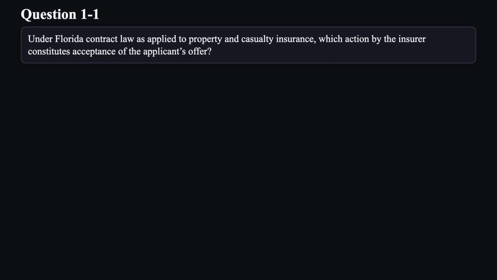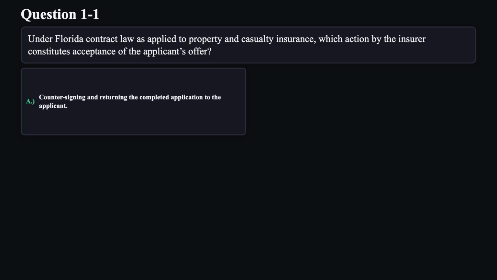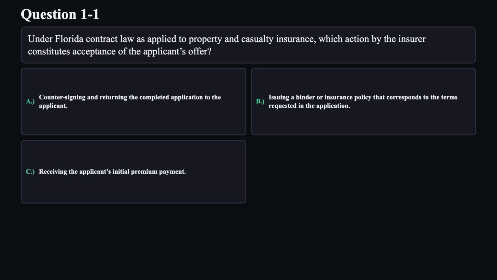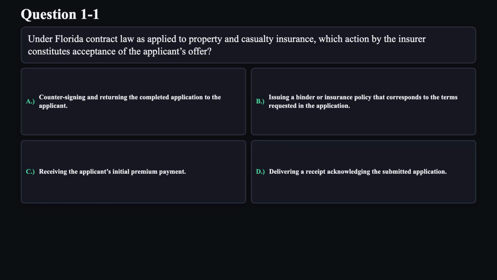Under Florida contract law as applied to property and casualty insurance, which action by the insurer constitutes acceptance of the applicant's offer? A. Countersigning and returning the completed application to the applicant. B. Issuing a binder or insurance policy that corresponds to the terms requested in the application. C. Receiving the applicant's initial premium payment. D. Delivering a receipt acknowledging the submitted application.